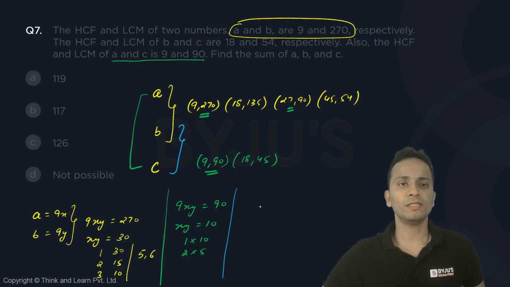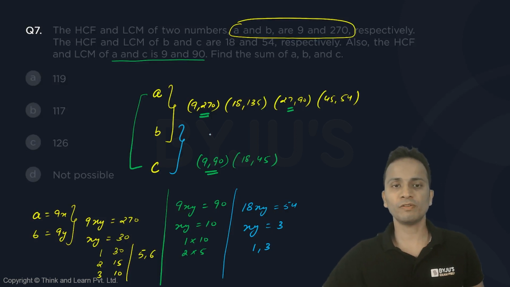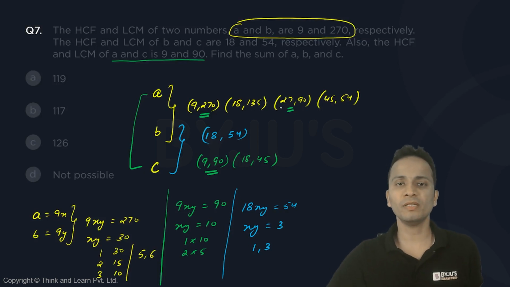So their LCM is 54 and HCF is 18. So HCF is 18. So I can say 18xy is equal to 54. So xy is equal to 3. So x and y can be 1 or 3. So the values will be 18 and 54. So 18 should be common here, and 54 should be common in the other case, right?